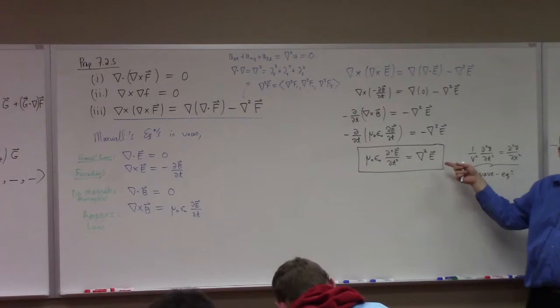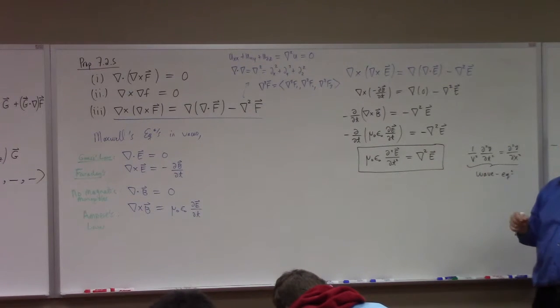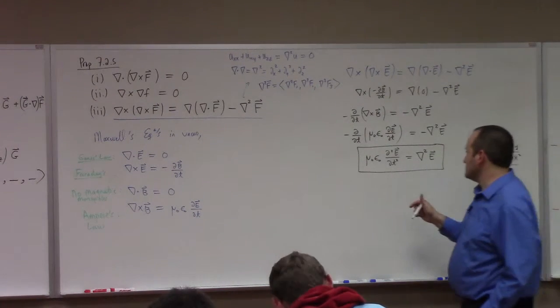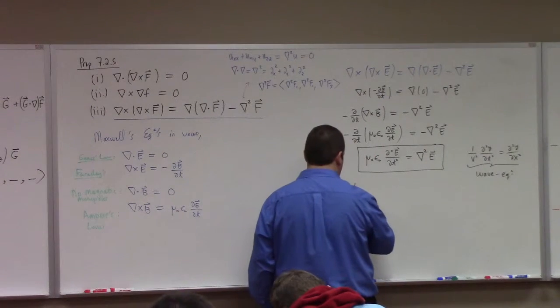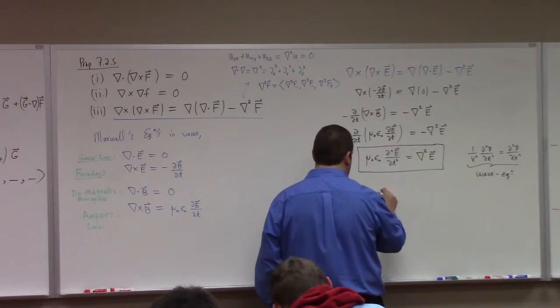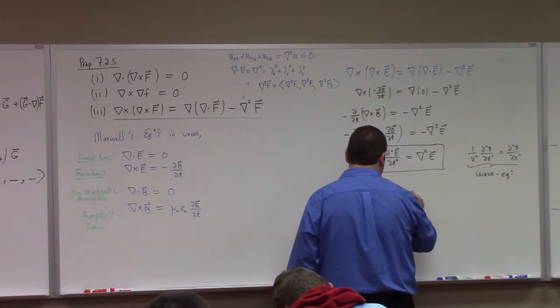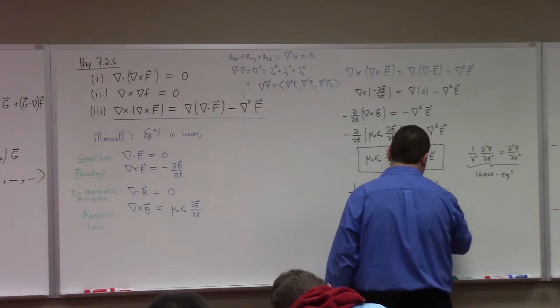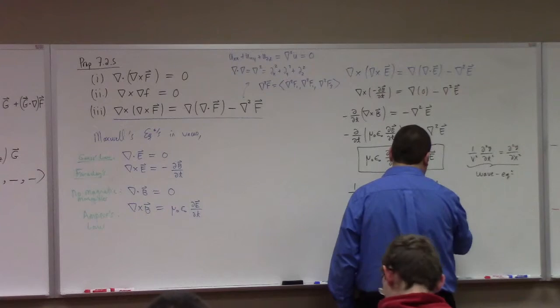What's the speed of this wave? One over v squared is equal to mu naught epsilon naught, right? So therefore v is equal to 1 over the square root of mu naught epsilon naught.